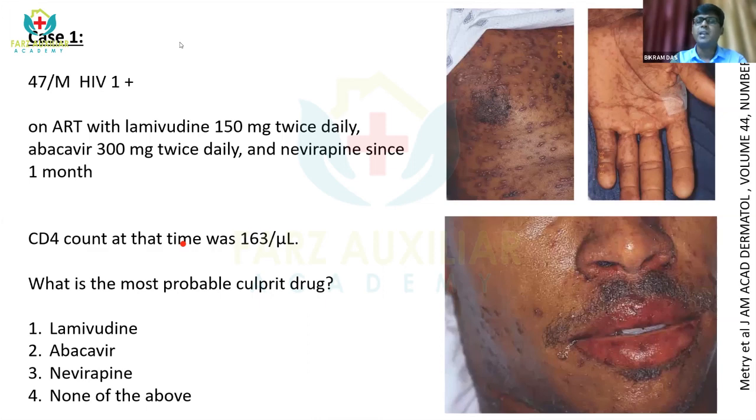So this is probably in the Stevens-Johnson syndrome or toxic epidermal necrolysis range. So what could be the most probable culprit drug for this? The patient is on lamivudine, abacavir, and nevirapine also. Nevirapine. Okay, fine. So yes, nevirapine is very notorious for this SJS, Stevens-Johnson syndrome.